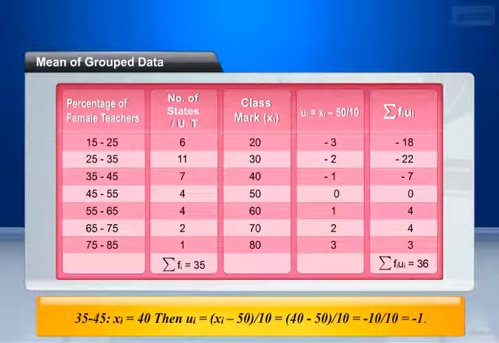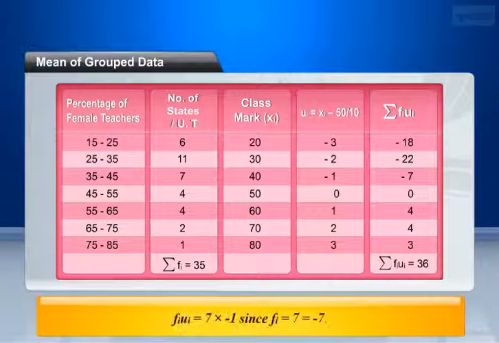Consider the class interval 35 to 45, where xi equals 40. Then ui equals (xi minus 50) by 10, which is (40 minus 50) by 10, which is minus 10 by 10, which is minus 1. Now, fiui equals 7 into minus 1, since fi equals 7. This is equal to minus 7.